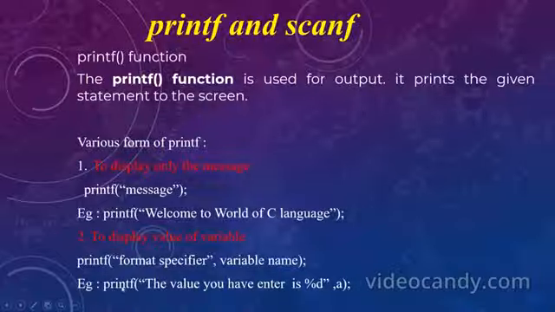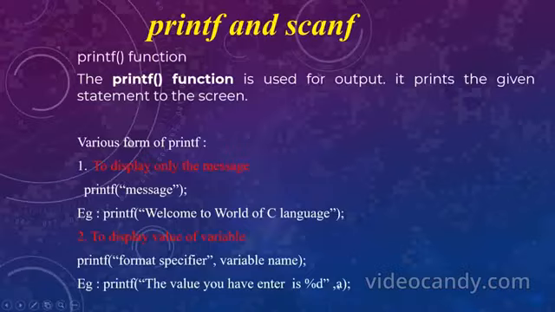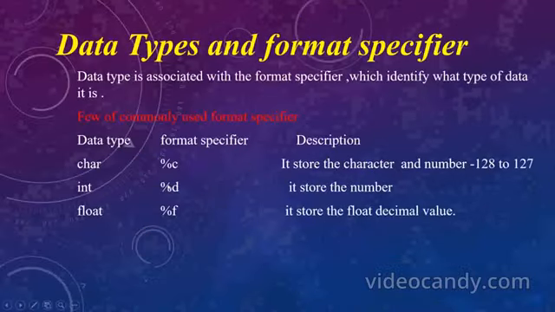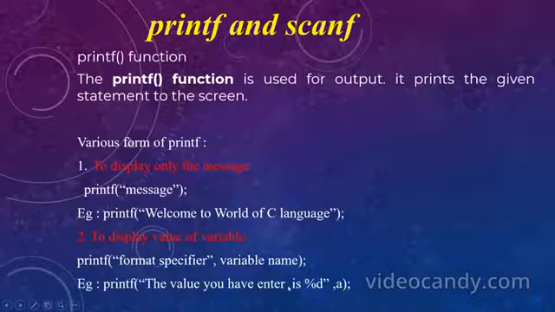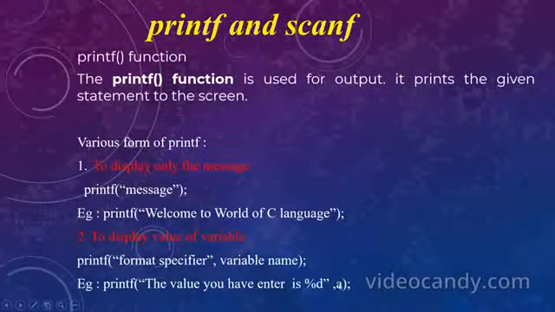So for example, here is printf, "The value you have entered is", let us suppose a is of integer type. If you remember, for integer we use %d as a format specifier. So I will write "The value you have entered is %d", a. What it will do is print "The value you have entered is" and replace this %d with the actual value of a. If a is 5, let us suppose, the output will be "The value you have entered is 5".